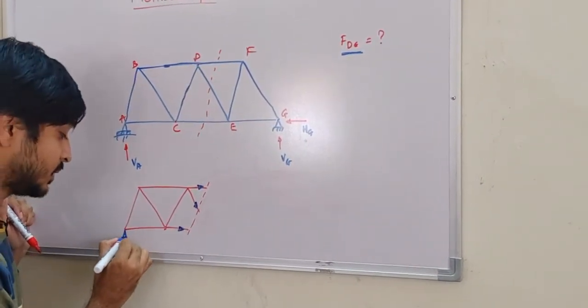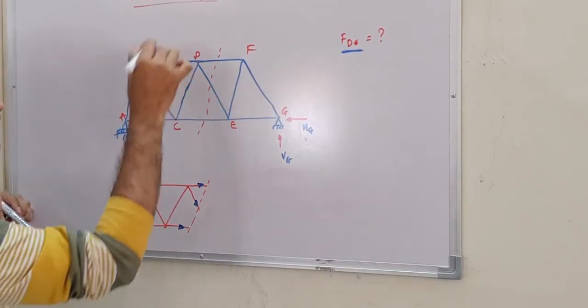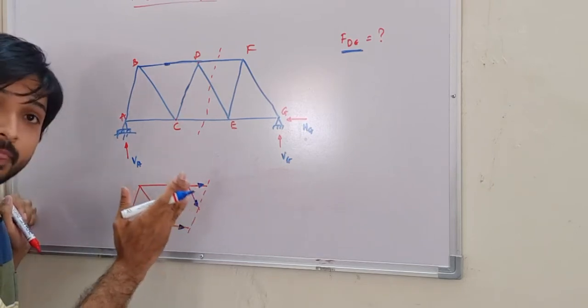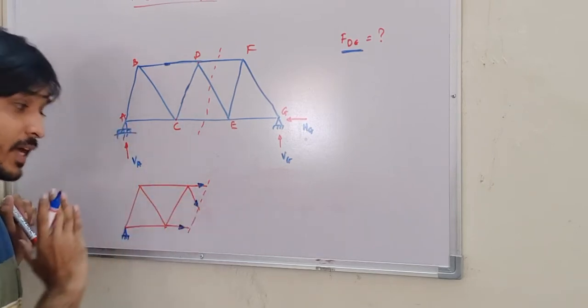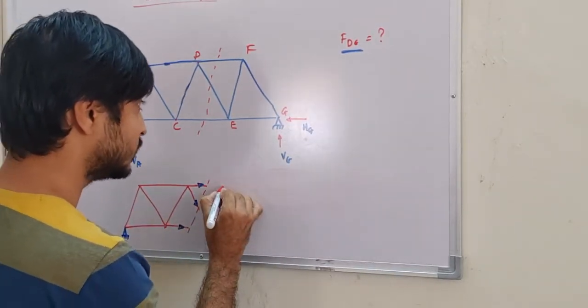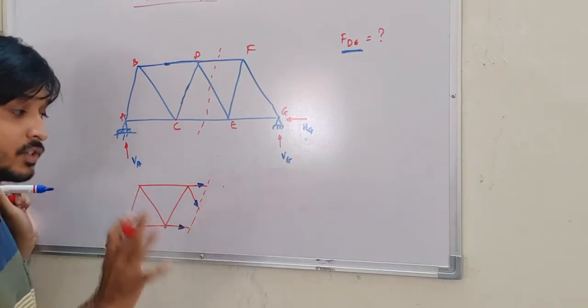And this is the reaction, okay? And if there are any forces given, like somewhere here, what we do is we take the equilibrium of this left hand section, or you can take the equilibrium on the right hand section also. So I have assumed all the members are in tension. I don't know whether they are in tension or compression.